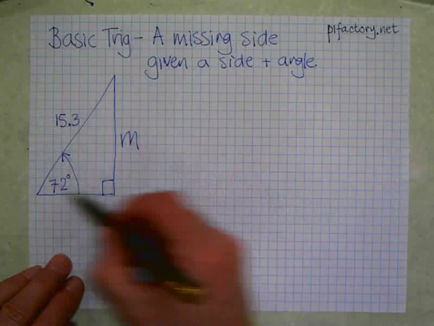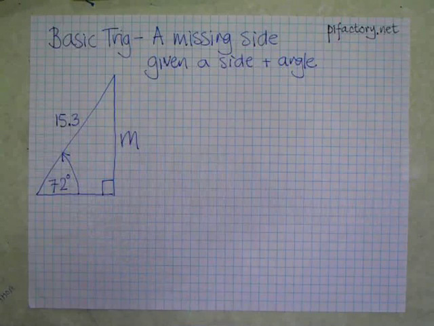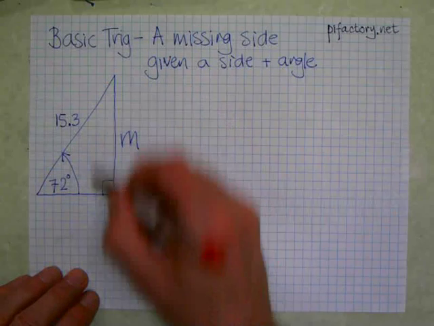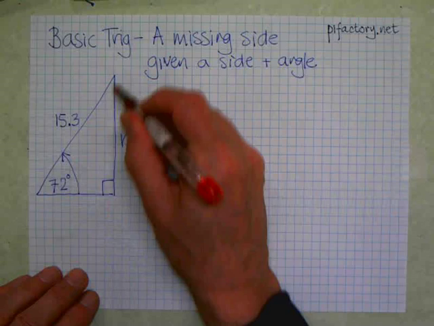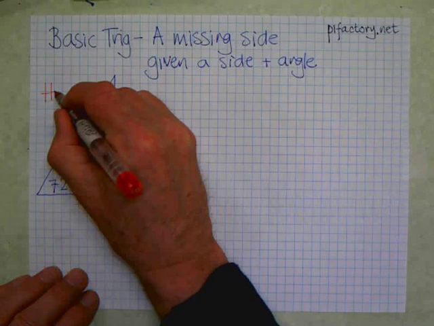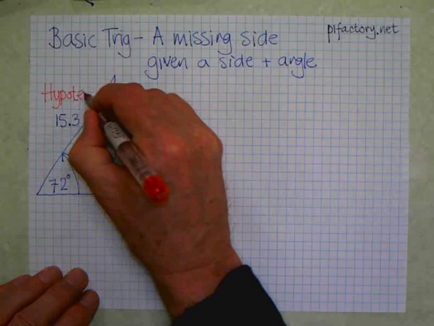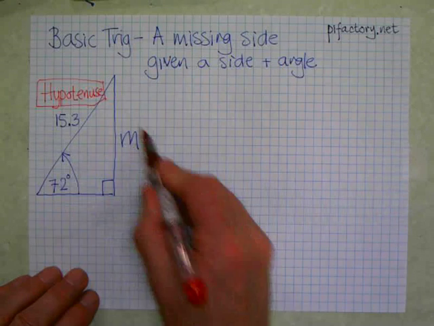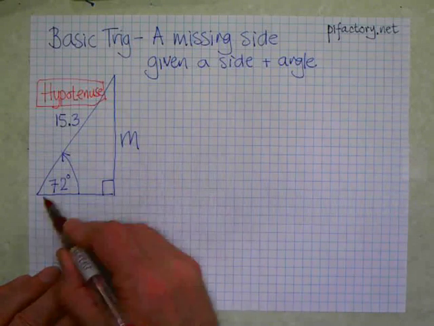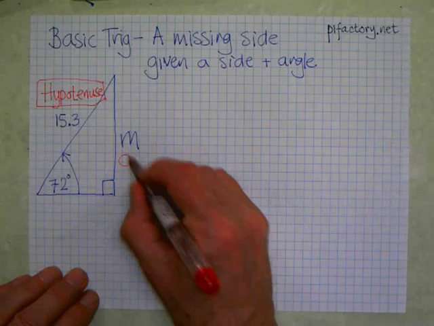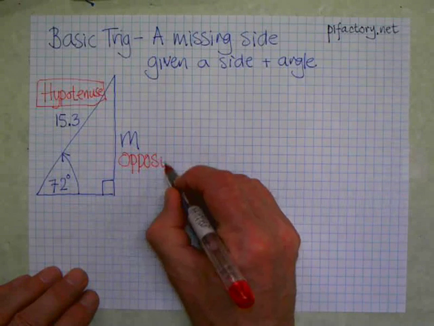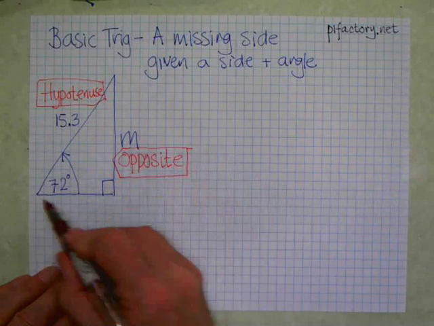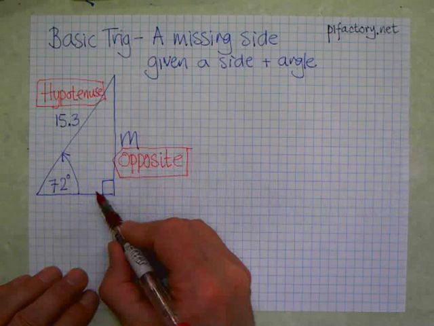First thing, golden rule, we've got a picture. First thing, we need to label the sides. Well, this side is opposite the right angle. Here's the right angle, it's the longest side. So this is our hypotenuse. This M, the side we want, is opposite the angle. So we label this opposite. It doesn't touch the angle. It's not making a side of the angle.